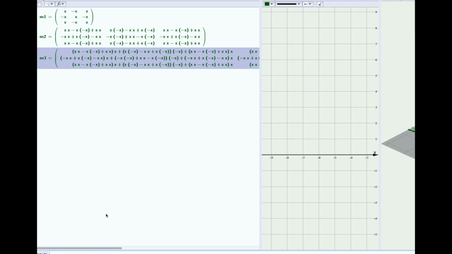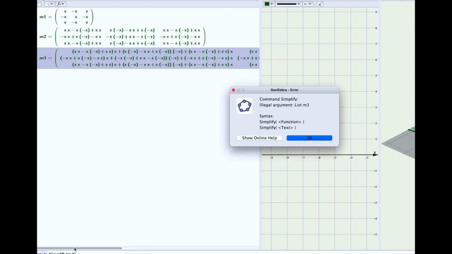How should I simplify this using GeoGebra? In principle, the answer should be in the simplified version. Is there any simplify? Simplify, yes. So let me write simplify, and then let me write M3 here. Let me see if it works. No. Simplify only accepts functions and texts. Okay, there should be a way to simplify that.